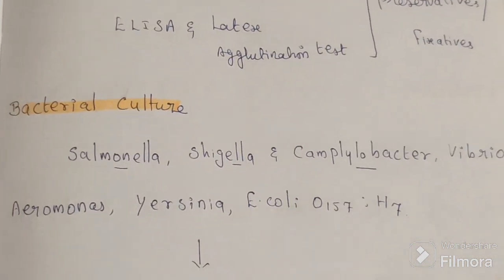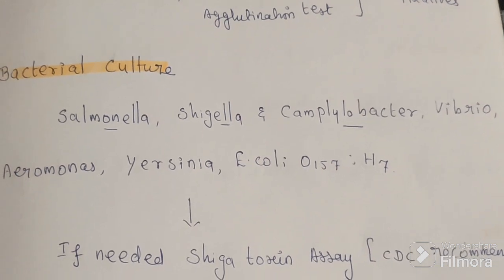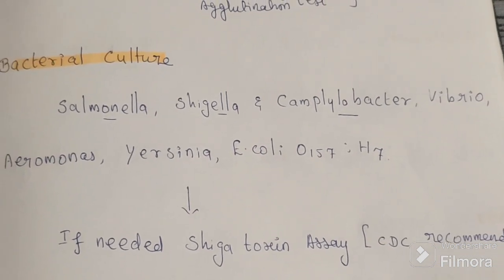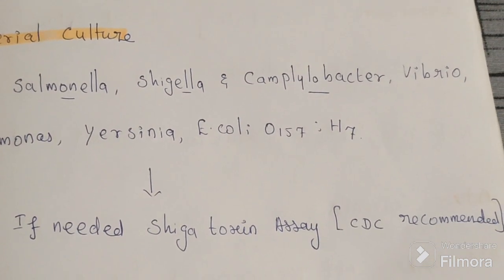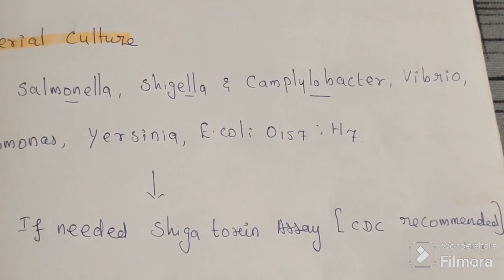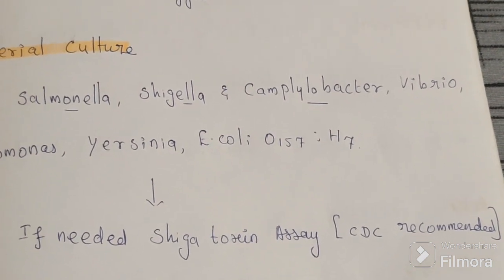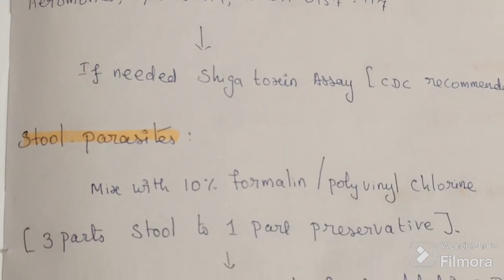Next, bacterial culture. Only if the doctor asks, we do Salmonella, Shigella, Campylobacter, Vibrio, Aeromonas, Yersinia, and E. coli O157:H7 strains. If needed, Shiga toxin assay we can do. These are the things the CDC recommends.